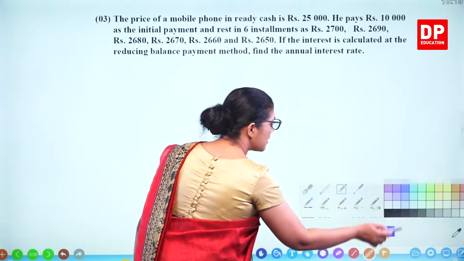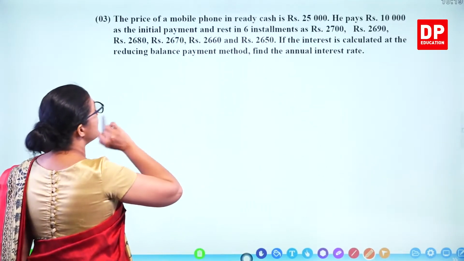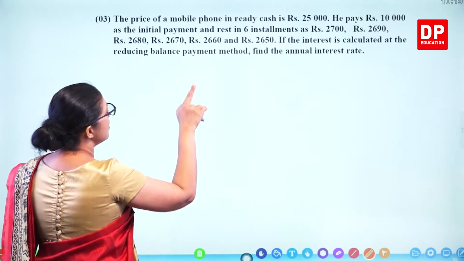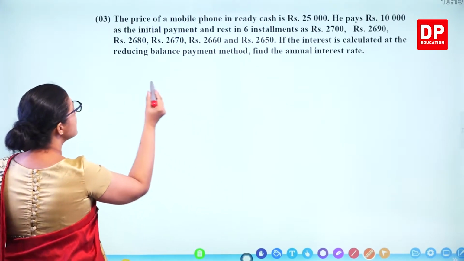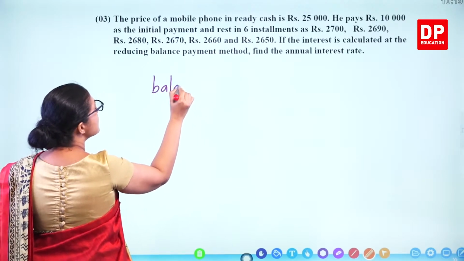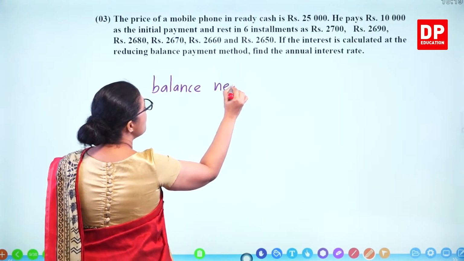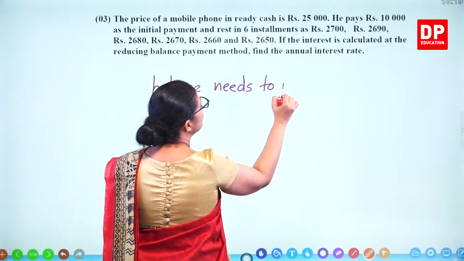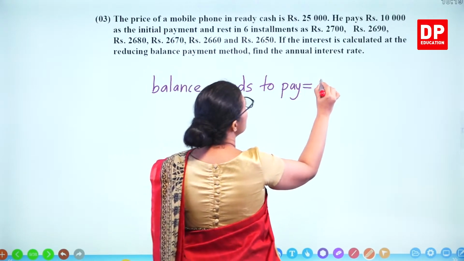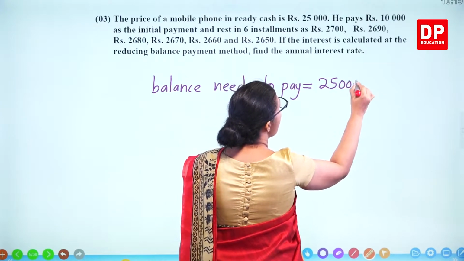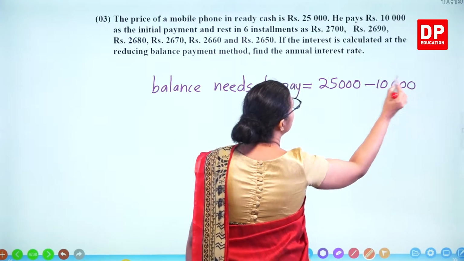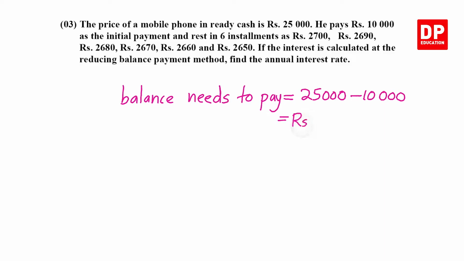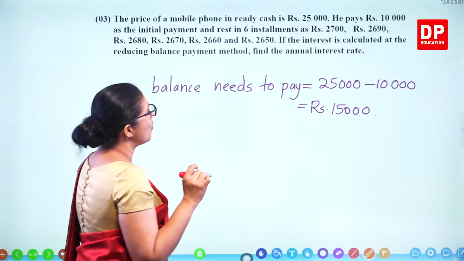So we'll start from the amount, which is 25,000, but he pays 10,000. So what is the balance he needs to pay? 25,000 rupees minus 10,000. So that's 15,000. 15,000 rupees is the balance amount.